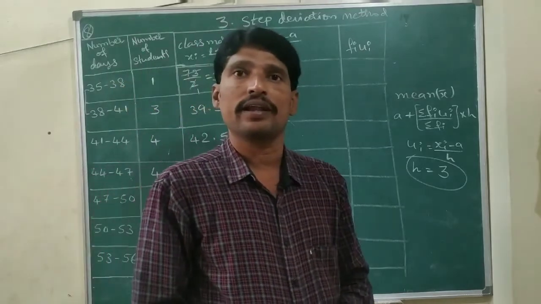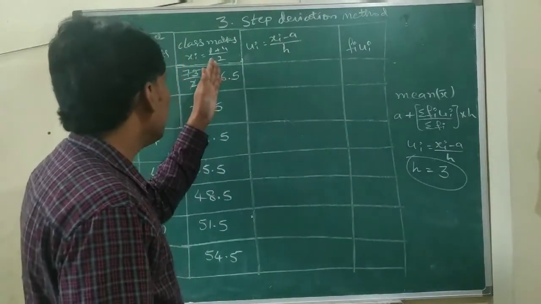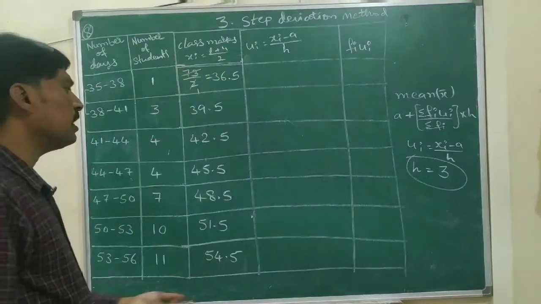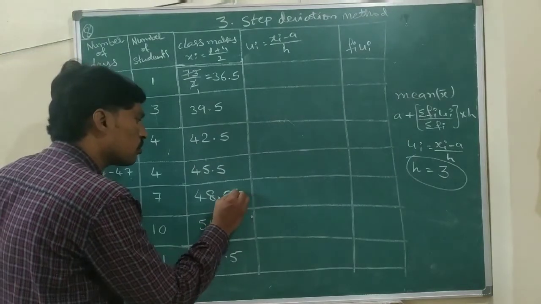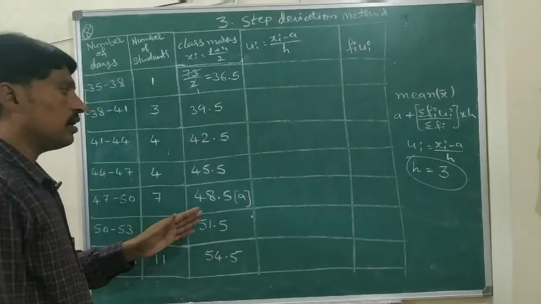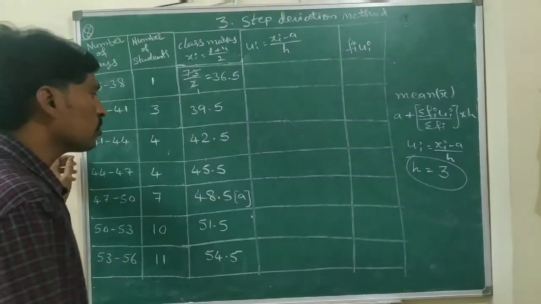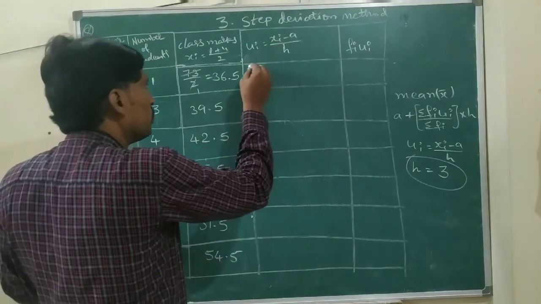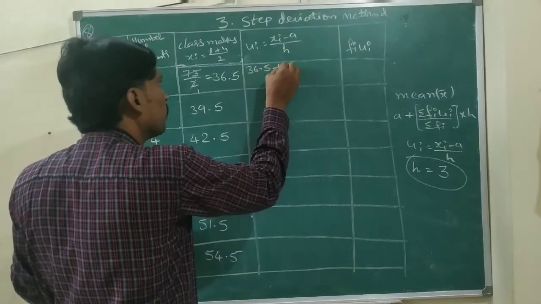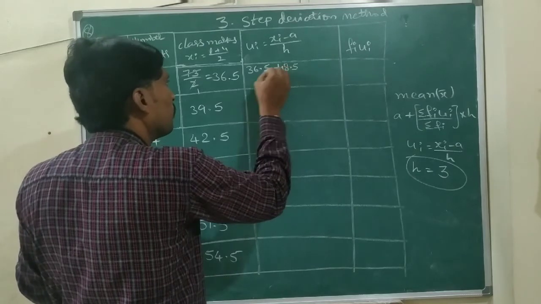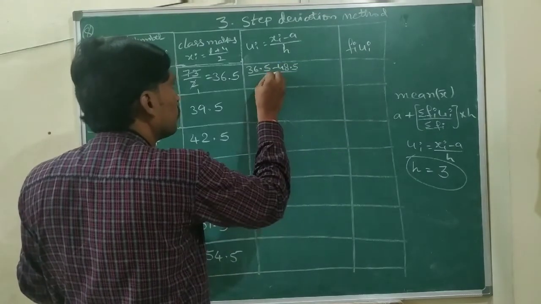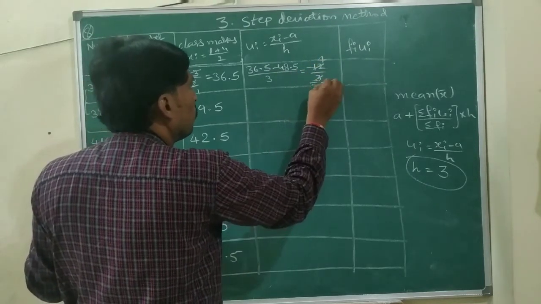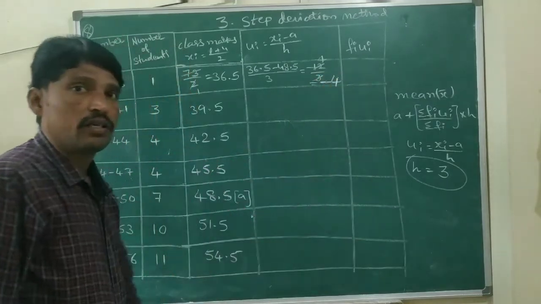Ui equals (xi minus A) by H. Here xi is the class marks, and for A you can assume any class mark. I am assuming the same class mark I took previously in the assumed mean method, so I take 48.5 as A. Now xi minus A by H: 36.5 minus 48.5 by H, where H is 3, equals minus 12 by 3, which is minus 4.